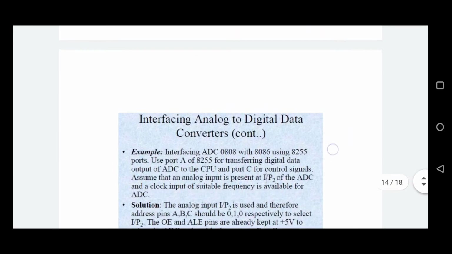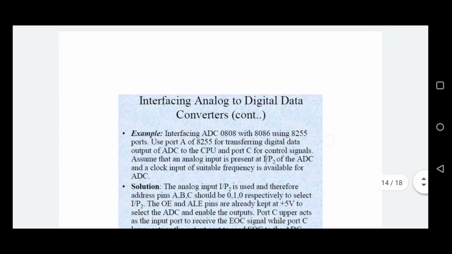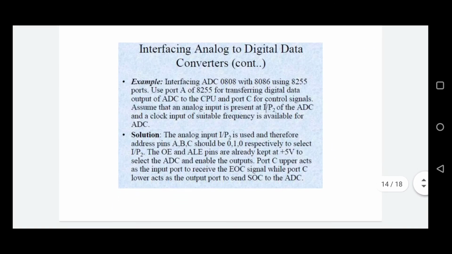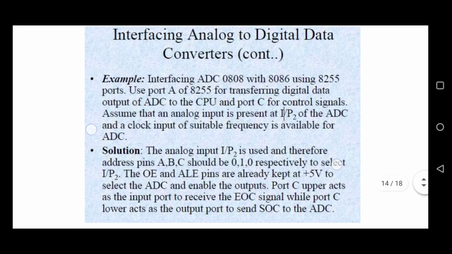Okay, so now we are going to see one example, an example with the solution. So what is the question?